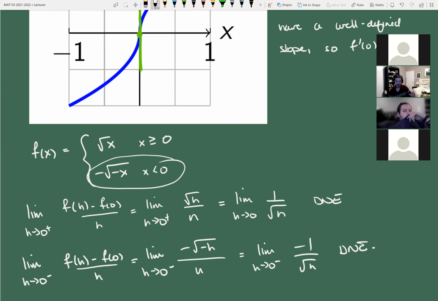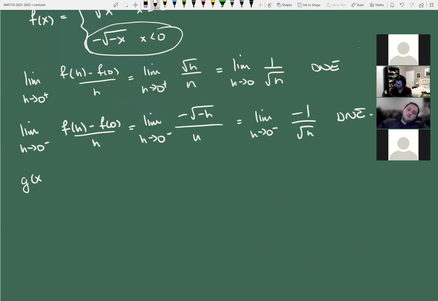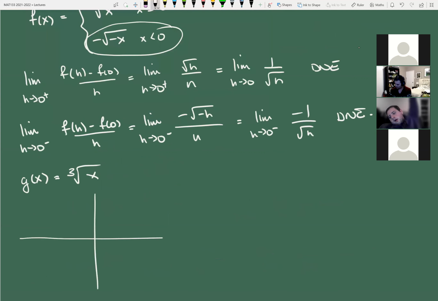Here's another example you can do. If this one's a little bit weird, you're like, wait a second, this is a weird piecewise function. If you want a different one, you could take the cubed root function. When you graph the cubed root of x, it looks like this. It looks very similar to that other graph. So this is y equal to the cubed root of x, and you get that same problem: at 0, you get a vertical tangent line.